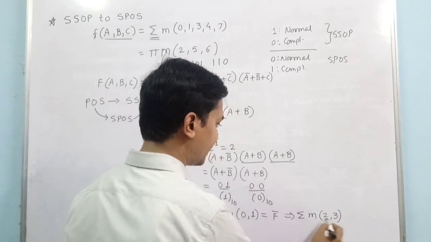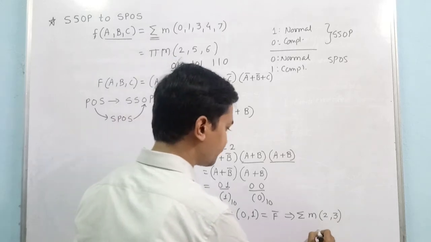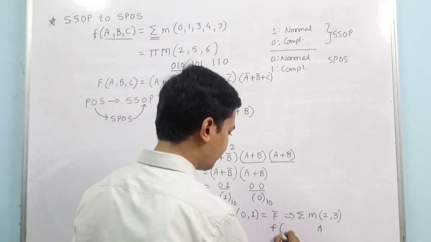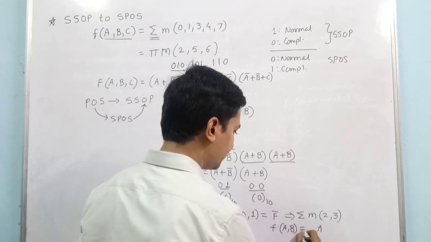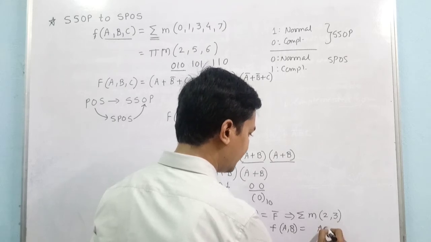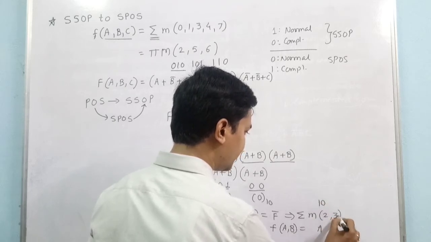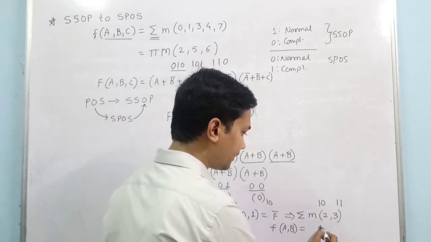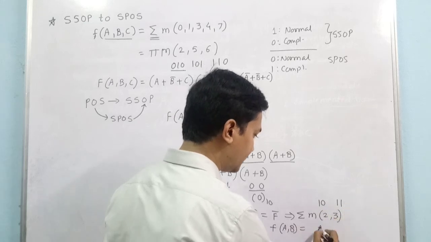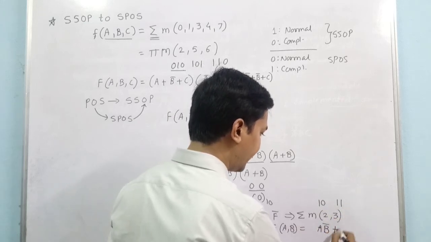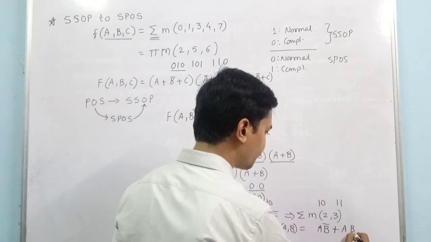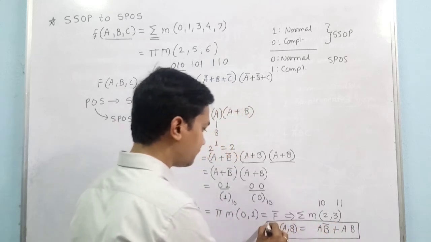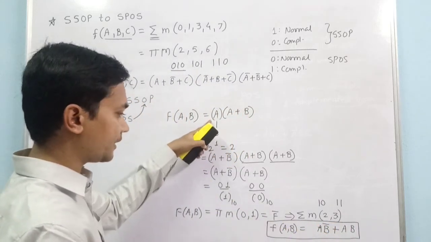Okay, so you can directly write here 2 comma 3, that means small f of a comma b is equal to, a 2 means what? 1 0 and 3 means 1 1. So for 1 means what? Normal variable, so I will write here a, and 0 means complemented variable a b bar, and for 1 1 means a b. Okay, so this is our standard SOP form for given POS equation.